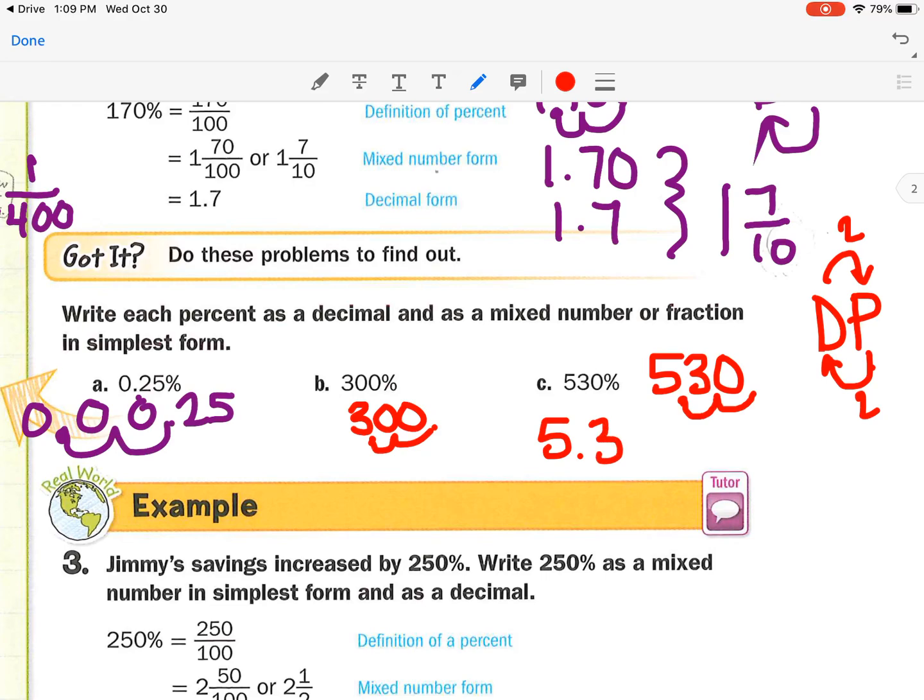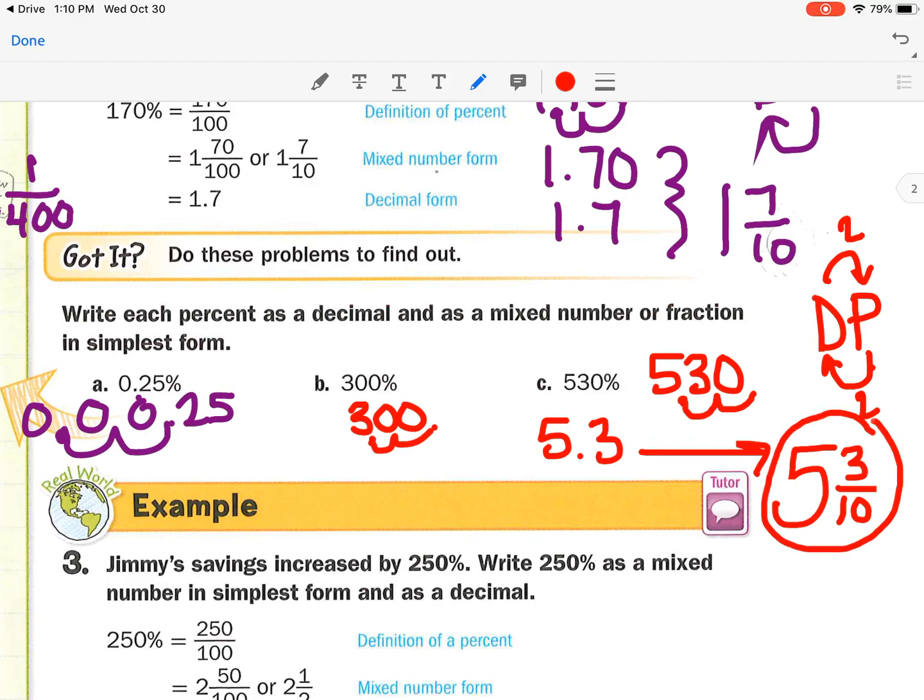So I get 5 and 3/10. It looks just like 5 and 3/10 is exactly how we write it. Now, 3/10 cannot be simplified anymore because 3 and 10 do not have a common factor. So those are just going to stay as they are. It's just going to stay 5 and 3/10. Okay.